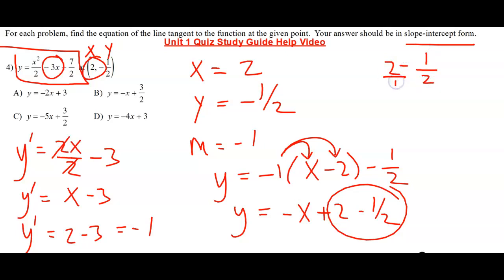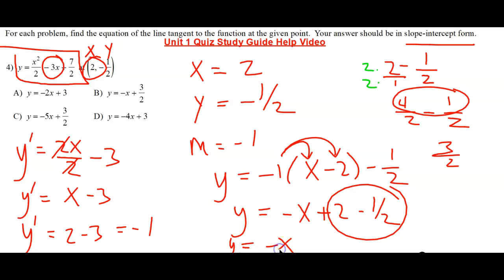First of all, you want to make that 2 a 2 over 1. Next, you want to multiply the top and the bottom by 2 so that they have a common denominator. Next, we can go ahead and do the subtraction here. 4 minus 1 is 3 over 2. So by putting those together, I end up with a final answer of y equals negative x plus 3 over 2. Okay, and that would be option B here.